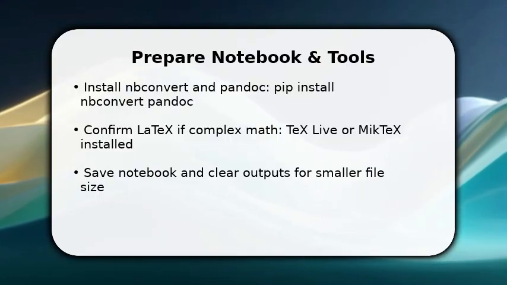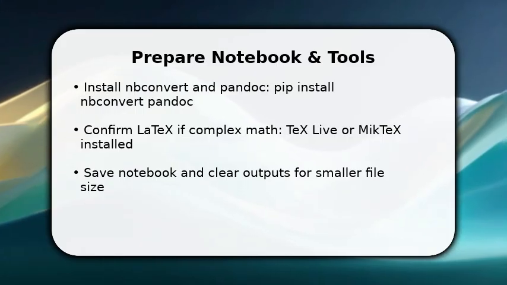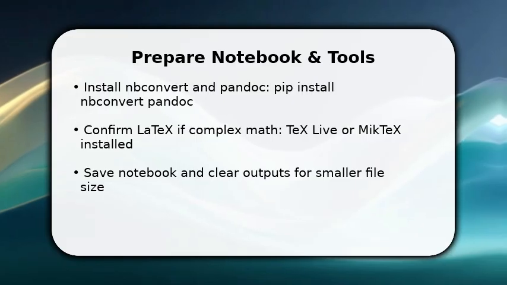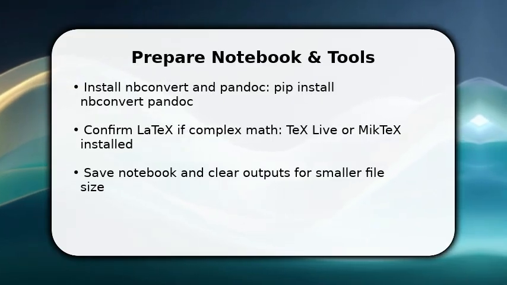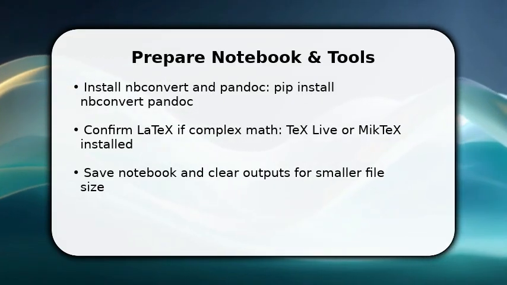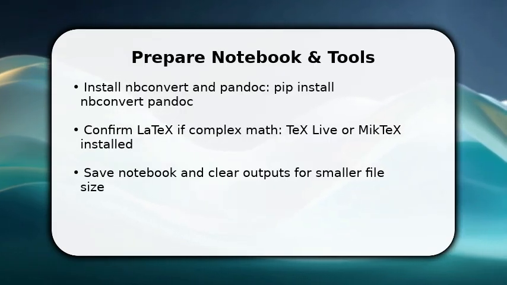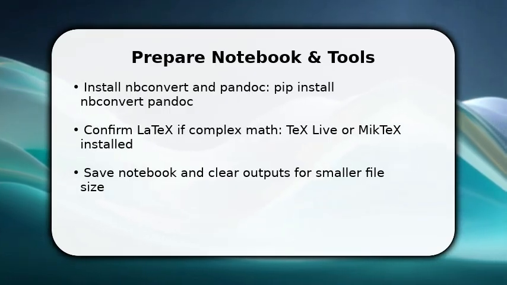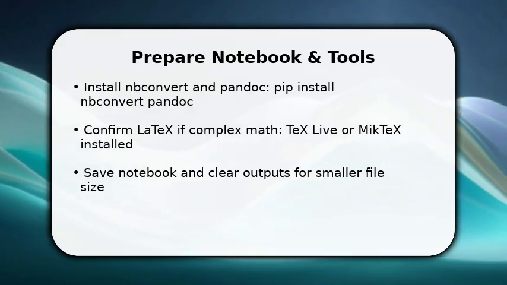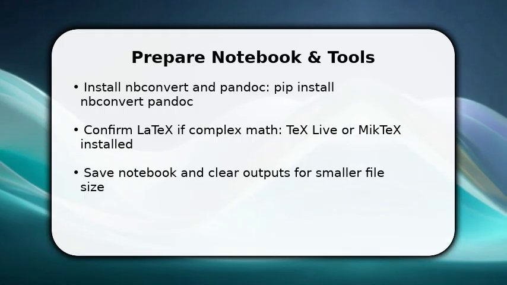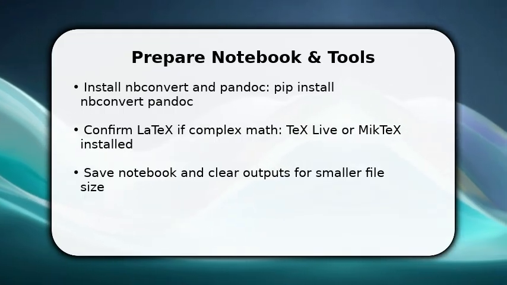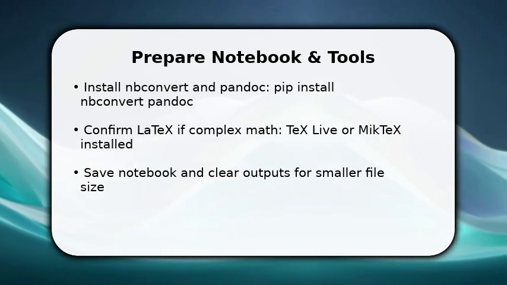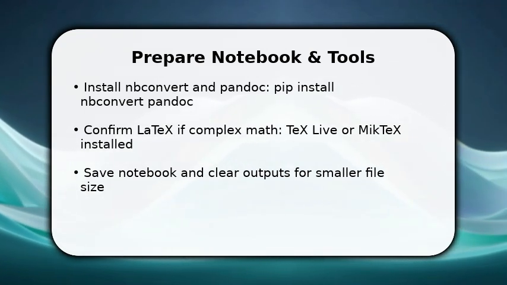You start by making the notebook export ready. Save your file and clear outputs to avoid huge PDFs. Install NBconvert and Pandoc now so the exporter can convert formats. If you have equations or complex fonts, make sure a TeX distribution like TeX Live or MiKTeX is available. This prevents missing symbols. Once those tools are present, open a terminal in the notebook directory and run a quick conversion command to verify the environment before continuing to the next, more detailed step.